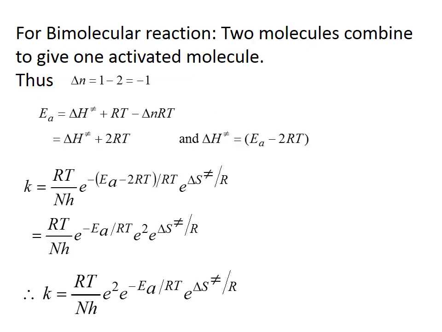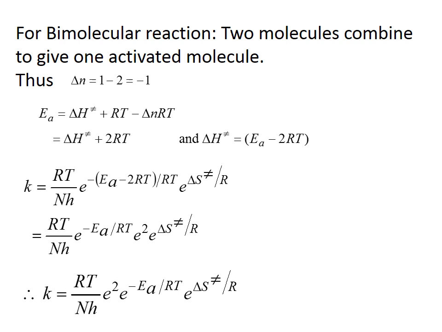For a bimolecular reaction, two molecules combine to give one activated molecule. Therefore, delta n will be equal to 1 minus 2. That is, the number of molecules in the activated state is 1, the number of reactants is 2, so that will be equal to minus 1. You substitute it, Ea will be equal to delta H double dagger plus RT minus delta n into RT. Minus into minus 1 plus, it becomes delta H double dagger plus 2RT.